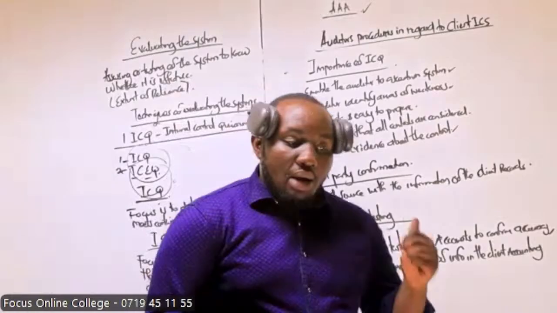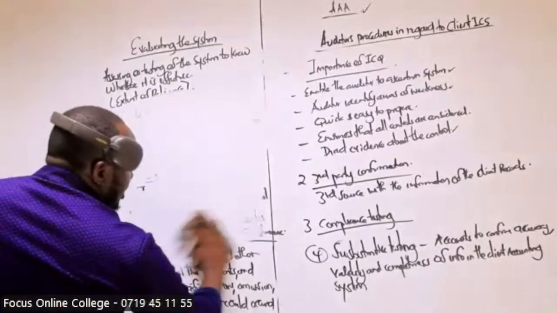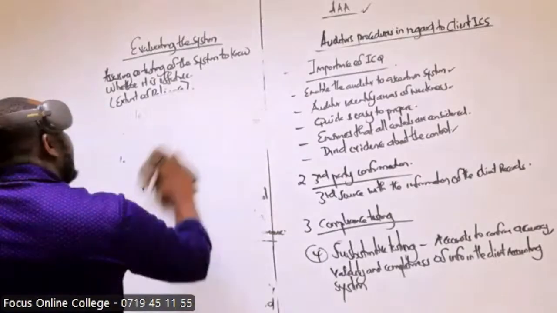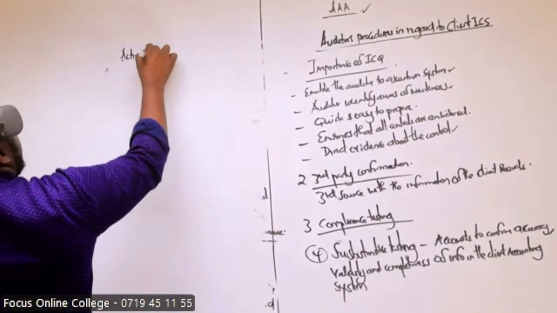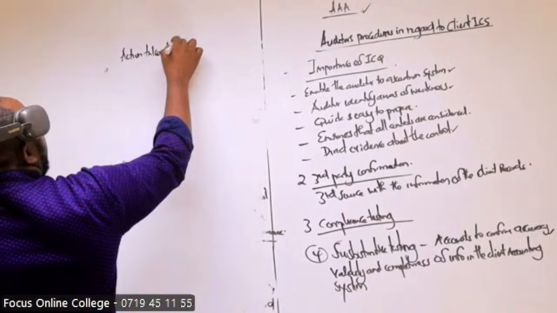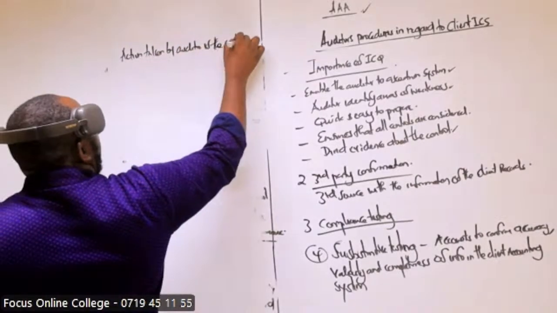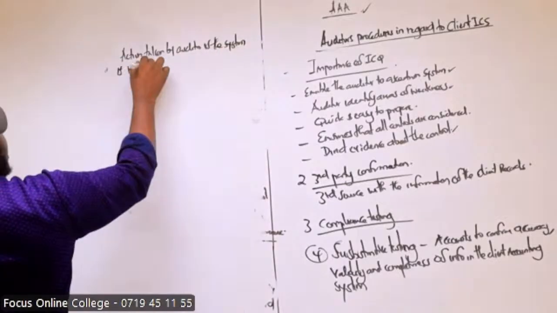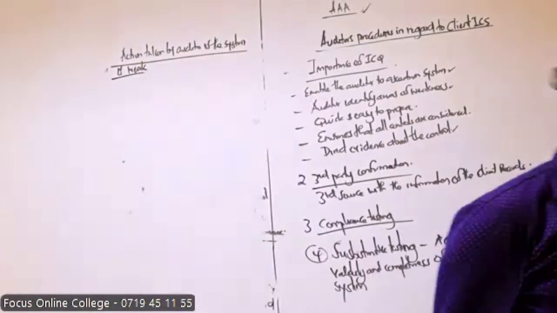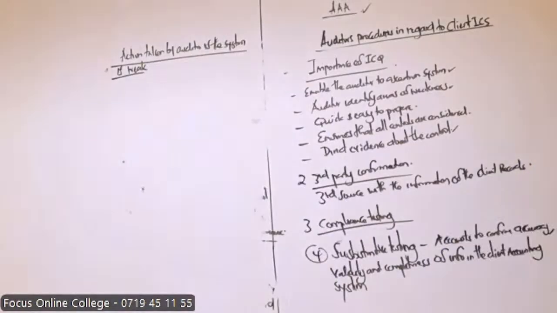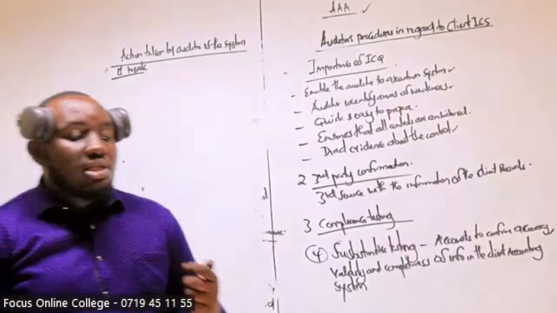So I want us to go to actions taken by the auditor if the systems are weak. If you perform evaluation and you notice that the system is weak, what are the actions taken by the auditor? If you evaluate and notice that the system is weak, what are the actions that you're going to take?